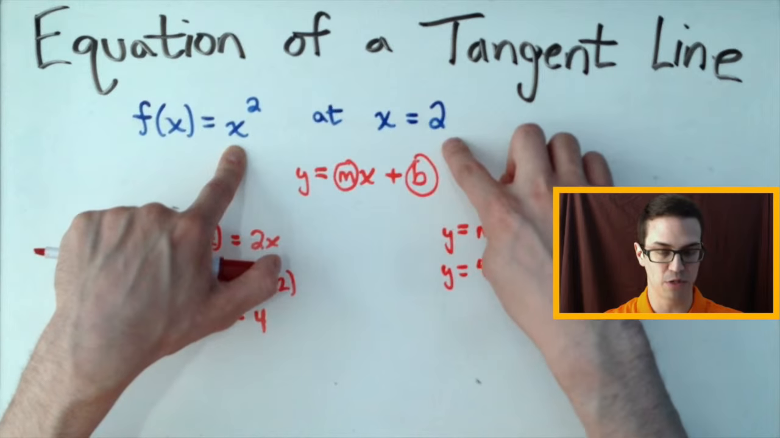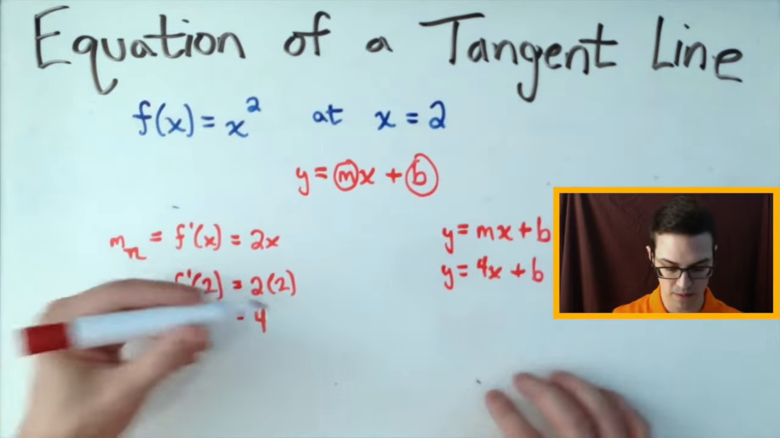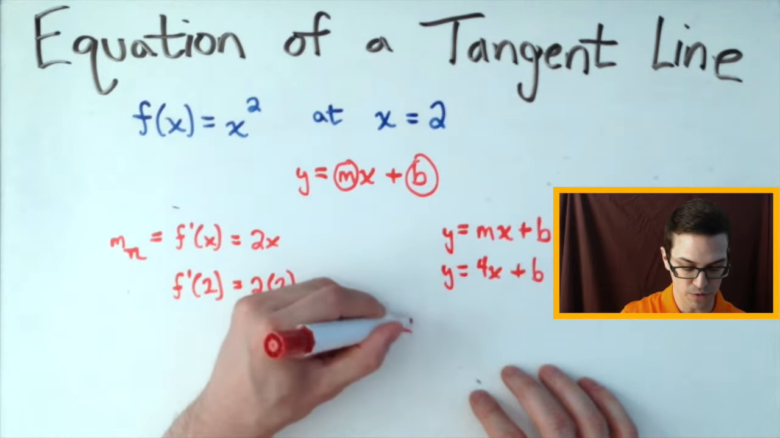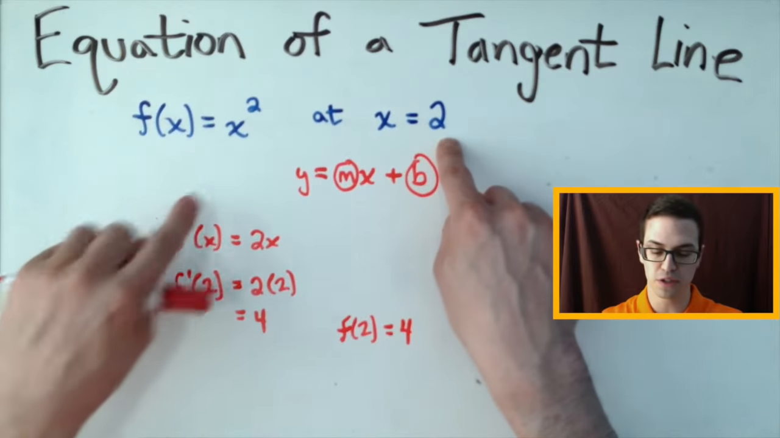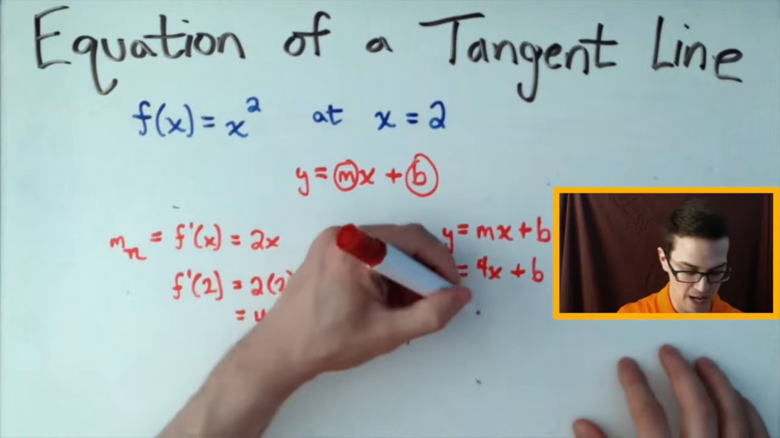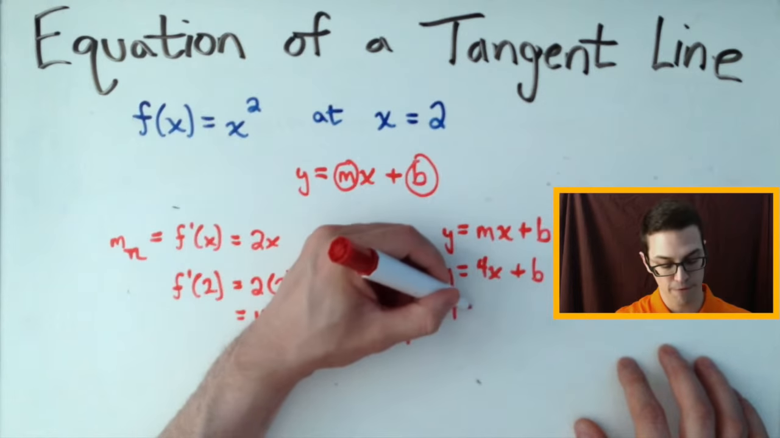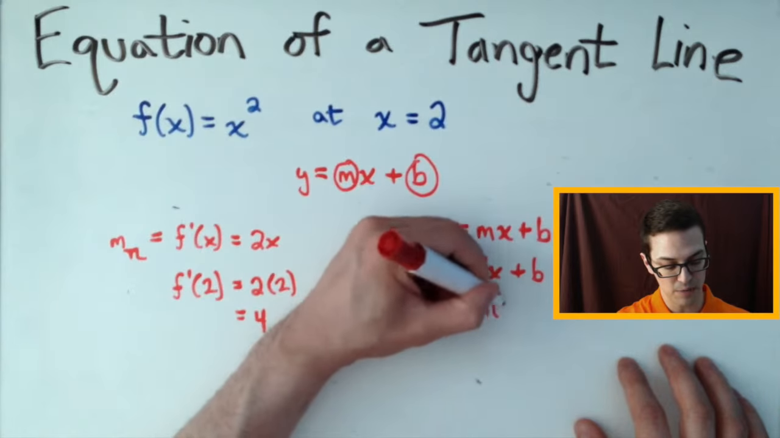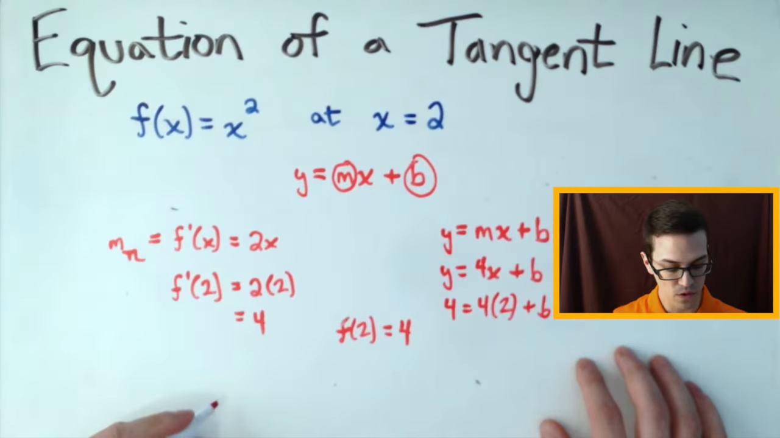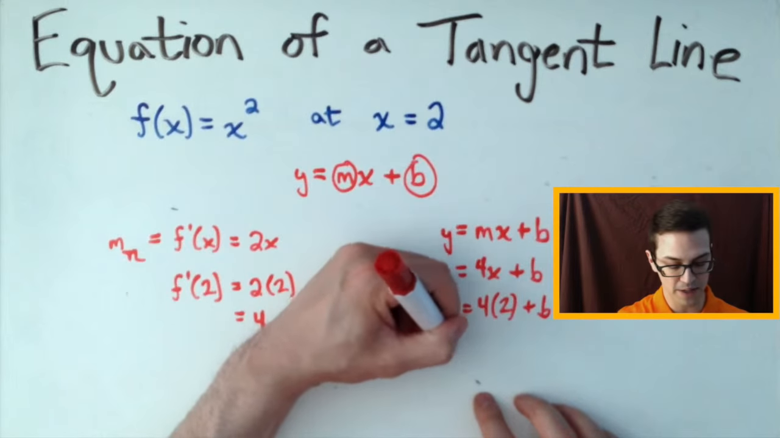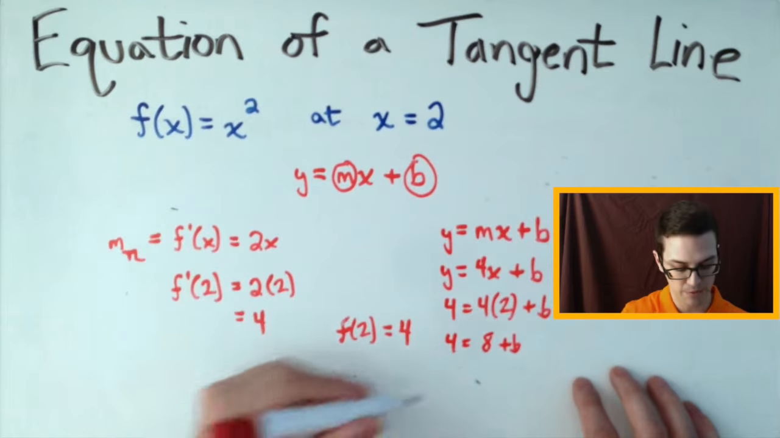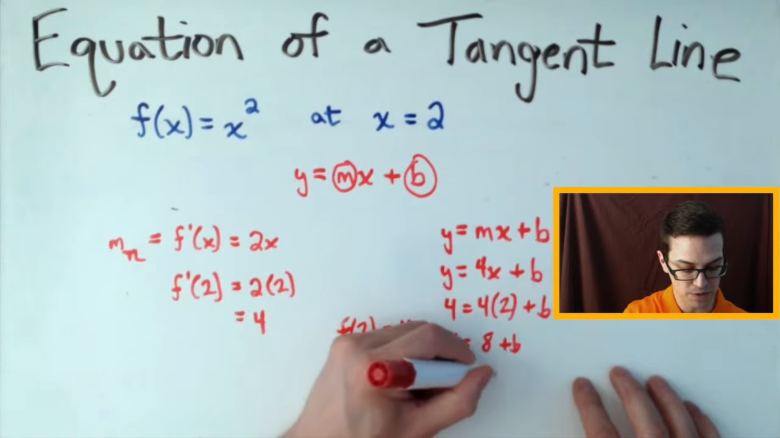Now, how is the x equals 2 related to this y? Well, it would just be the f of 2, which is equal to 4. So if you plug this x equals 2 into this function, it'd be 2 squared, which is 4. I'm going to use that for my y, so I'm going to plug that in over here. So it's going to say 4 is equal to 4 times 2, because our x is 2, plus b. Well, here we have 4 is equal to 8 plus b. Subtract 8 from both sides, and you should get b is equal to -4.